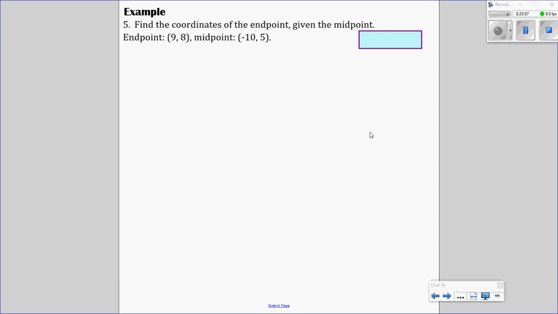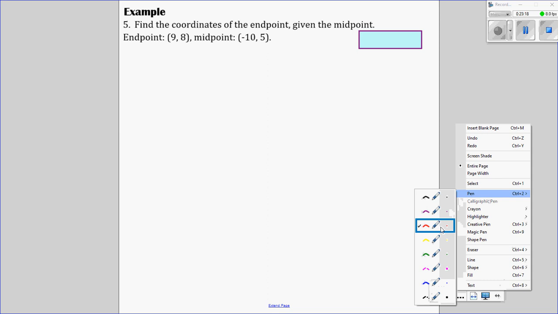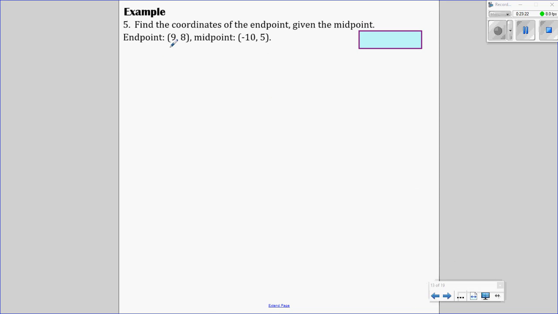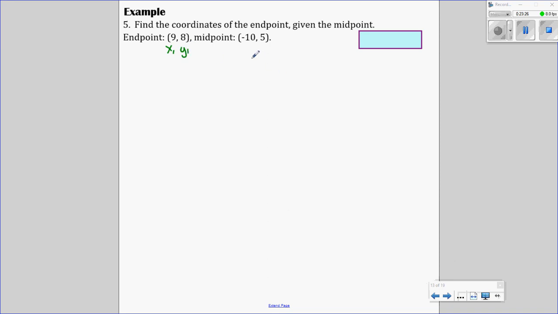Next example that we're doing. Not all the time are they going to give you two endpoints. They're going to give you an endpoint, and then they're going to give you a midpoint. You have to pay attention to that. So with this one, they gave you an endpoint. So this one is going to be x1, y1. Midpoint, you're just going to label it as m, comma, n.